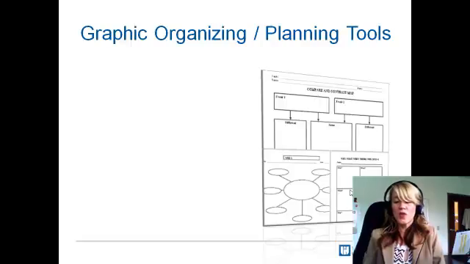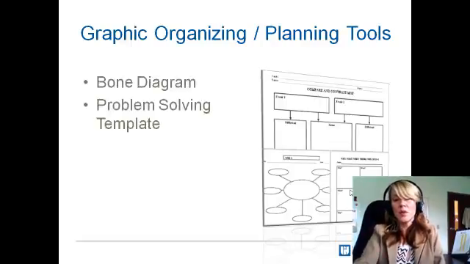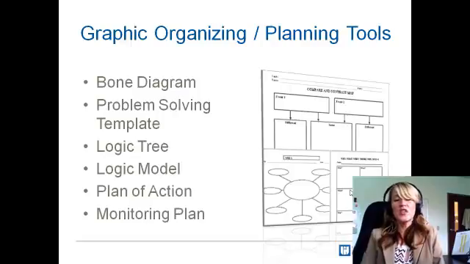One method is to use graphic organizers to help break down the problem and focus your efforts. Within the Planning for Success course, you will be exposed to the bone diagram, as well as a problem-solving template and logic tree, while tools such as the logic model or plan of action and a monitoring plan will be shared in the Monitoring the Success of Your Efforts series.